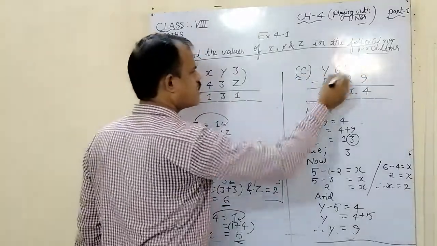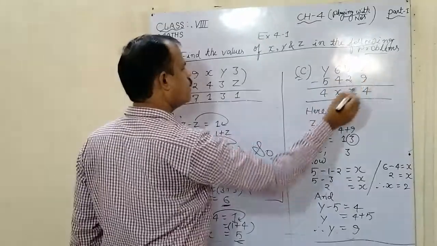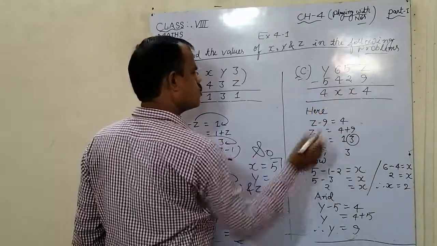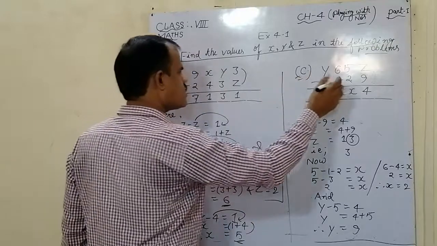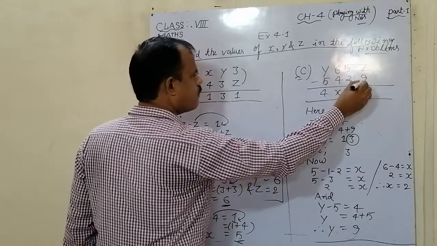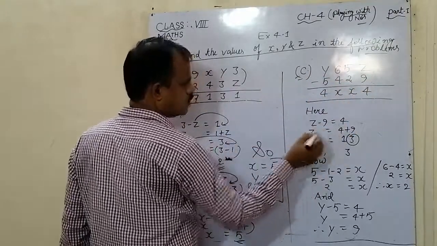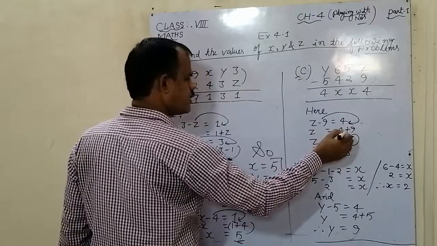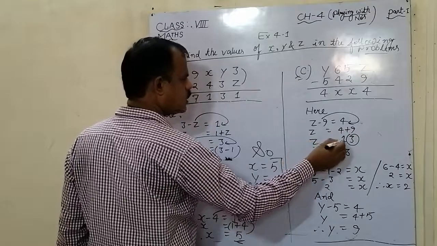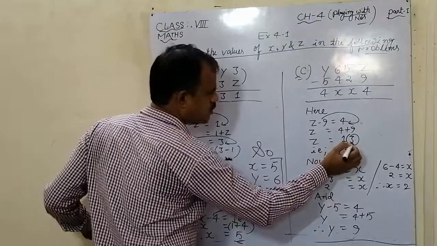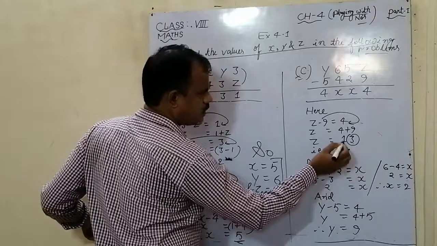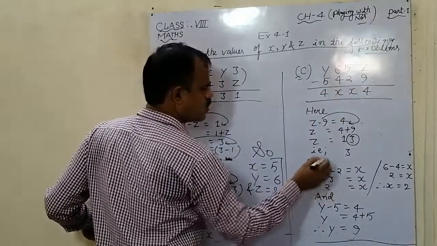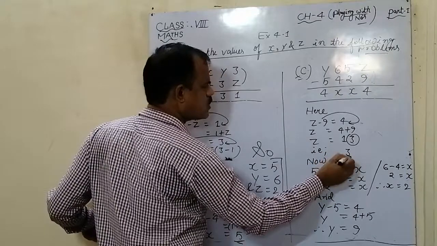Y65z minus 5429 becomes 4xx4. So students, see here, z minus 9 equal to 4. So z equal to, we shift minus 9 to that side, it becomes plus 9. So z equal to 13. So this 3 is the value of z and this 1 is carried forward to that side. Okay, so the answer of z is 3.